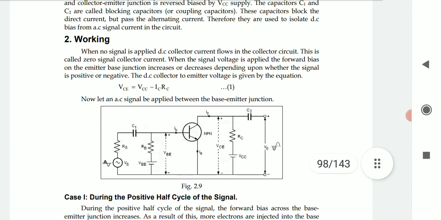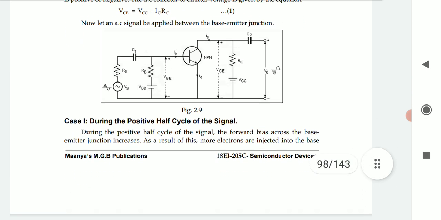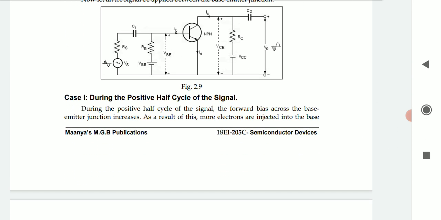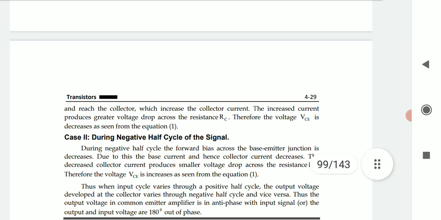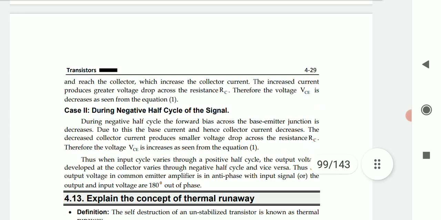The function of this circuit is divided into two cases. Case 1, during the positive half cycle of the signal, as we discussed just now, the input signal is a sinusoidal or AC signal. During the positive half cycle, the forward bias across the base emitter junction increases. As a result, more electrons are injected into the base through the emitter, and these electrons reach the collector, which increases the collector current. The increased current produces a greater voltage drop across the output resistance RC.